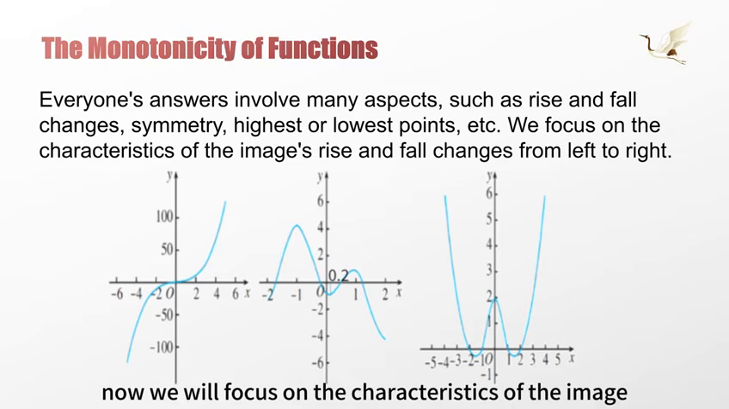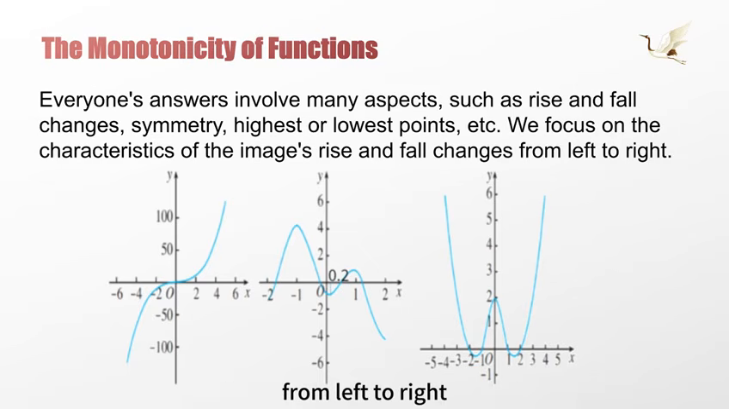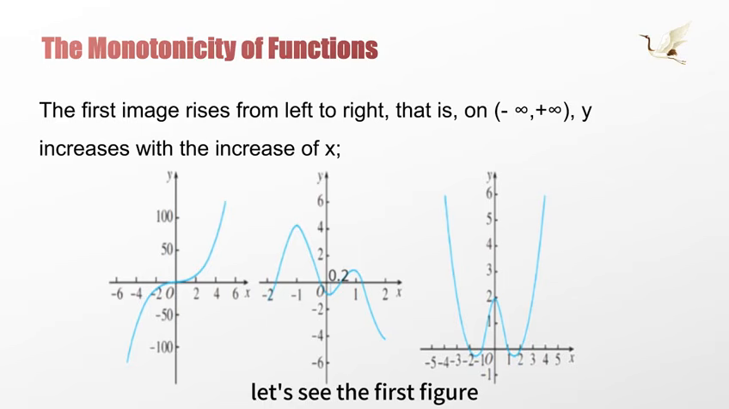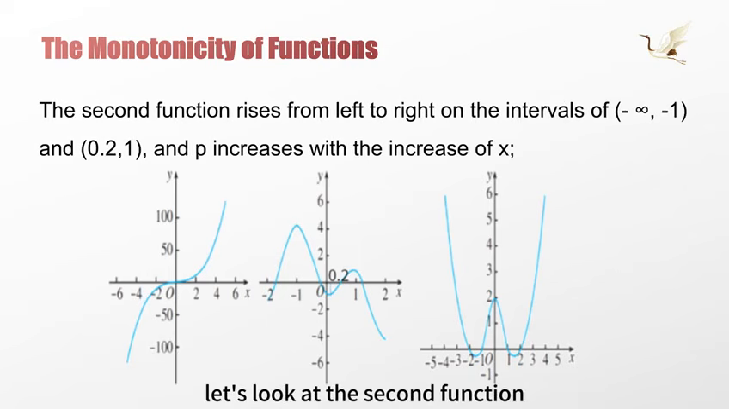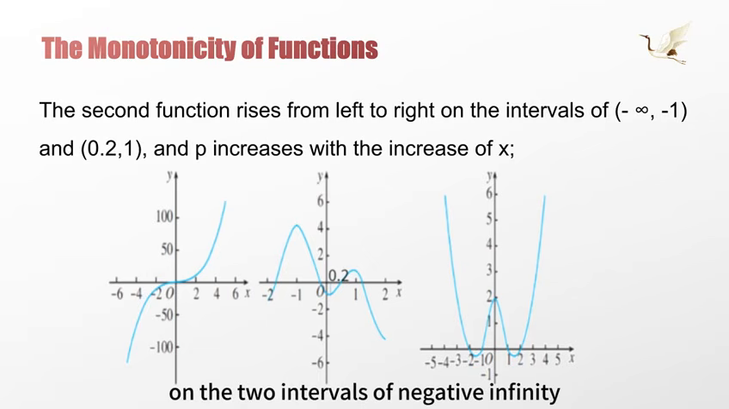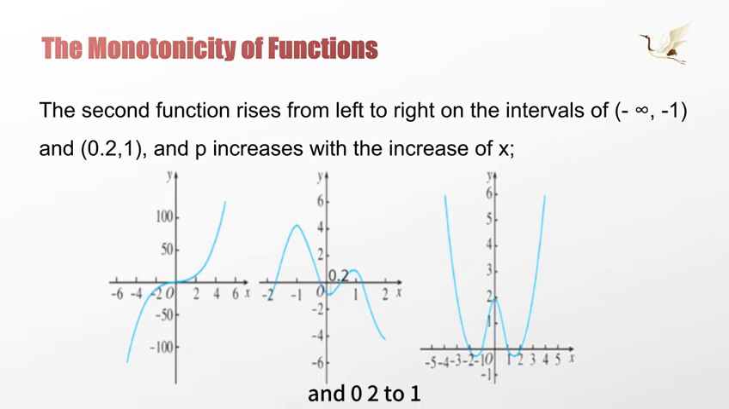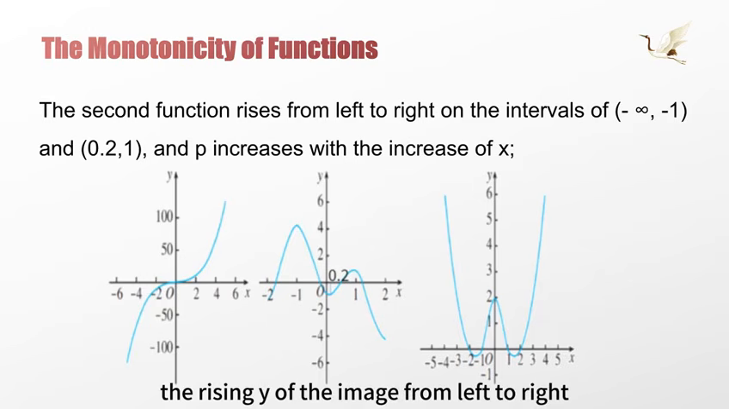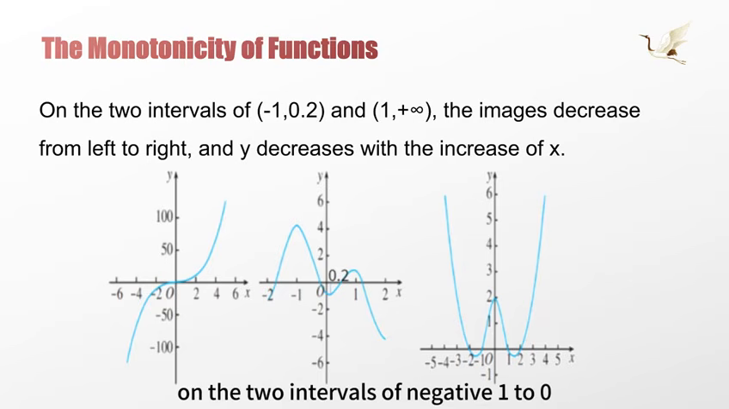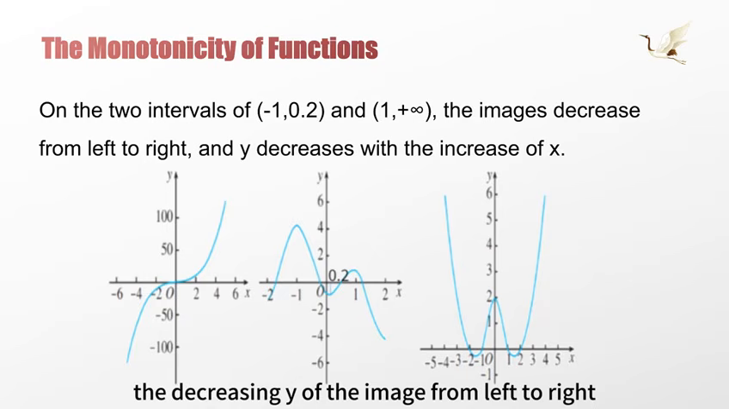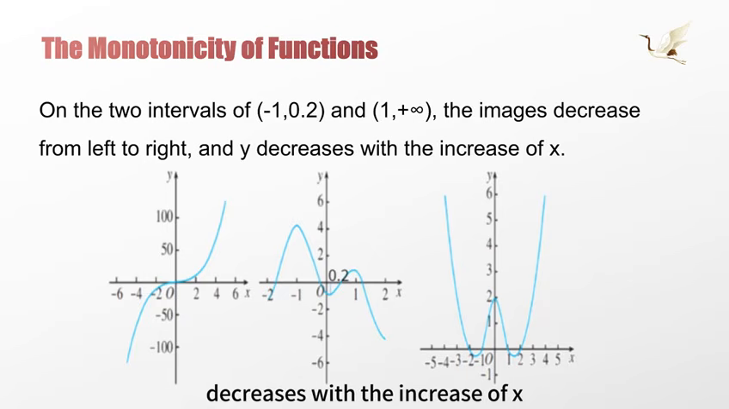Now, we will focus on the characteristics of the image from left to right. Let's see the first figure. It rises from left to right, so in the interval from negative infinity to positive infinity, y always increases with the increase of x. Let's look at the second function. On the two intervals of negative infinity to negative 1 and 0.2 to 1, the image rises from left to right, y increases with the increase of x. On the two intervals of negative 1 to 0.2 and 1 to positive infinity, the image decreases from left to right, y decreases with the increase of x.